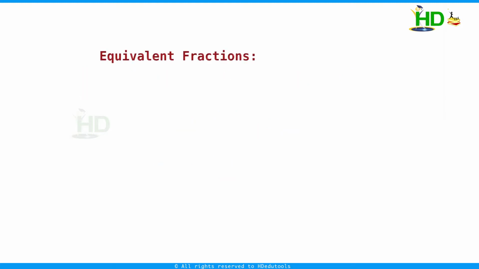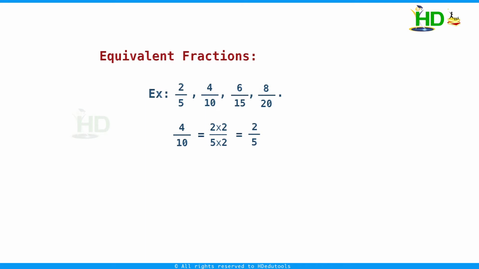Equivalent fractions. Look at these fractions. Here, 4 by 10 can be written as 2 into 2 divided by 5 into 2. And this 2 is a common factor for both the numerator and the denominator. Therefore, we can cancel 2. Now this can be written as 2 by 5. That is, 4 by 10 is nothing but 2 by 5.